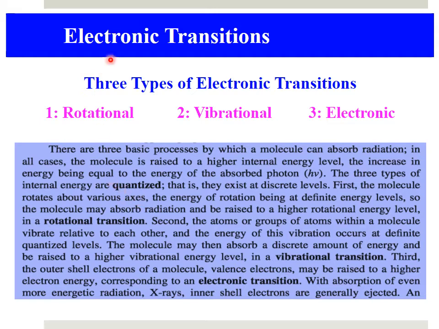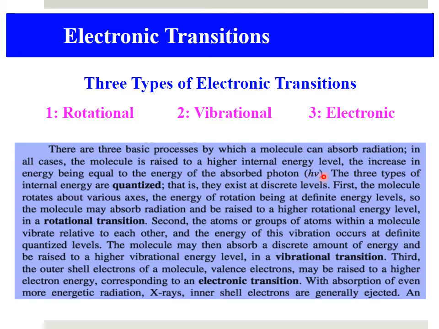So basically there are three types of transitions. Number one is rotational, which is of lowest energy, then vibrational, and then electronic transition. So how can these three basic types of transitions occur? There are three basic processes by which a molecule can absorb radiation. In all cases, the molecule is raised to a higher internal energy level, the increase in energy being equal to the energy of the absorbed photon, h nu.